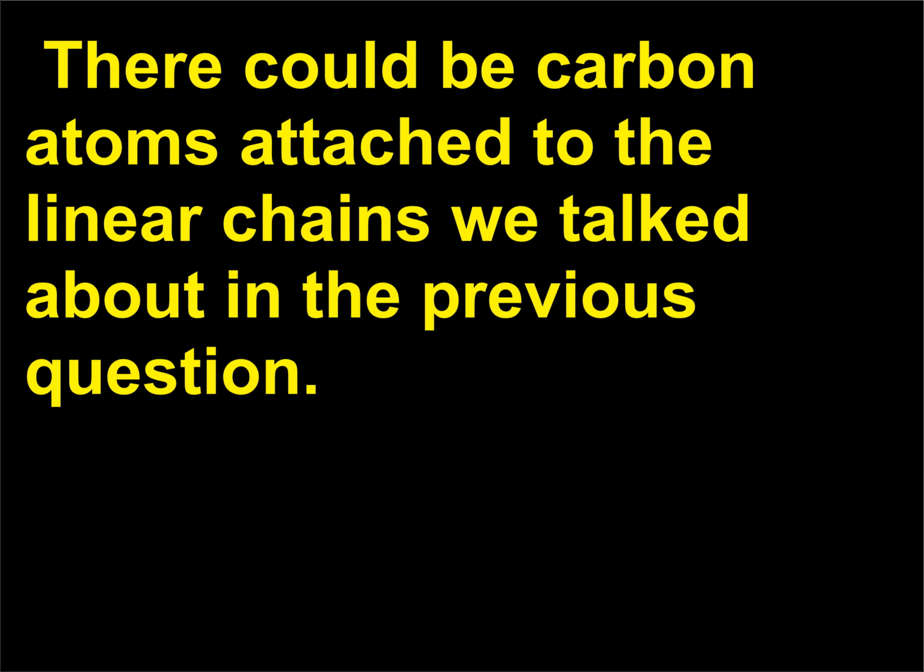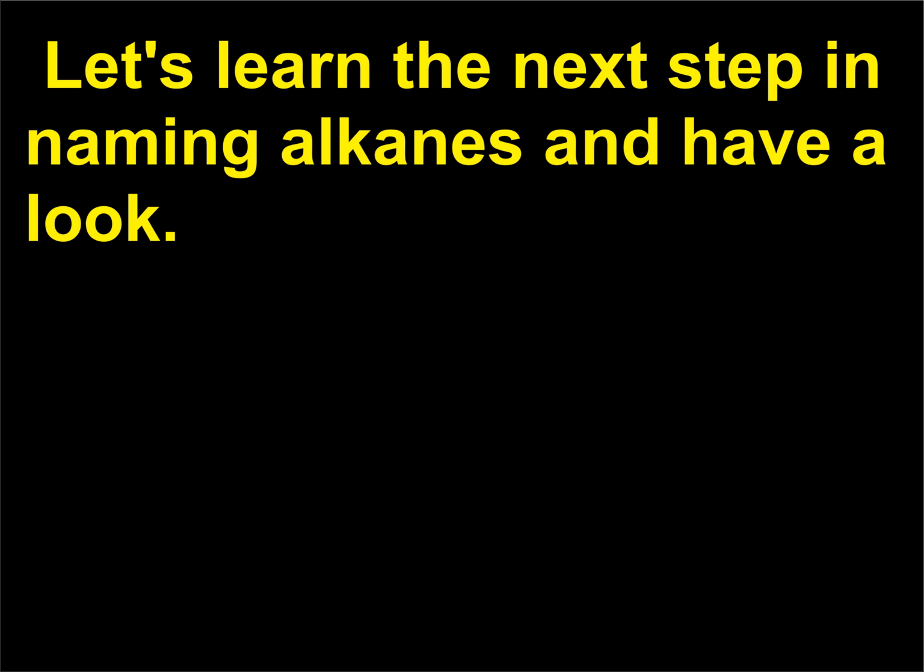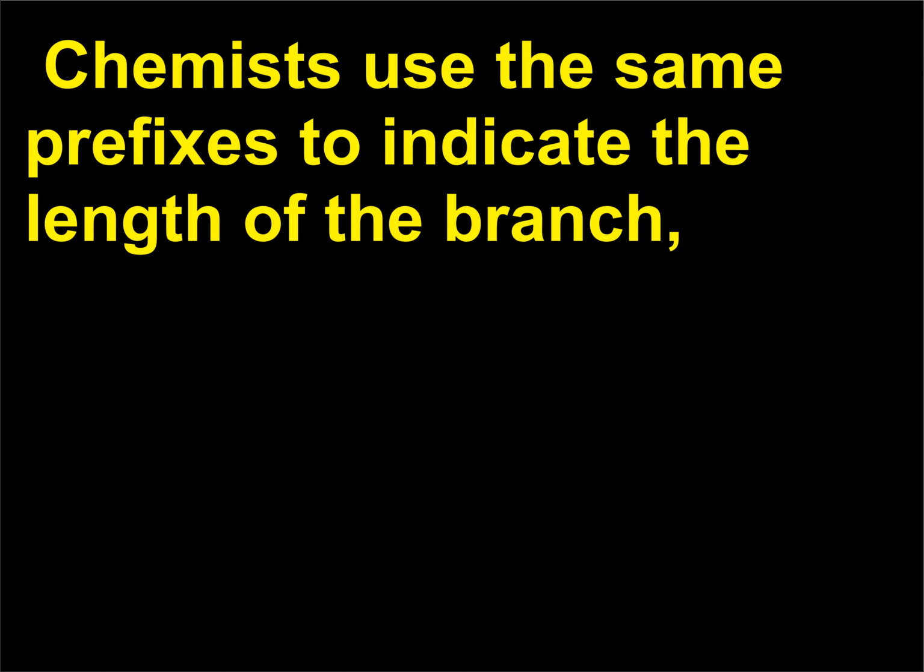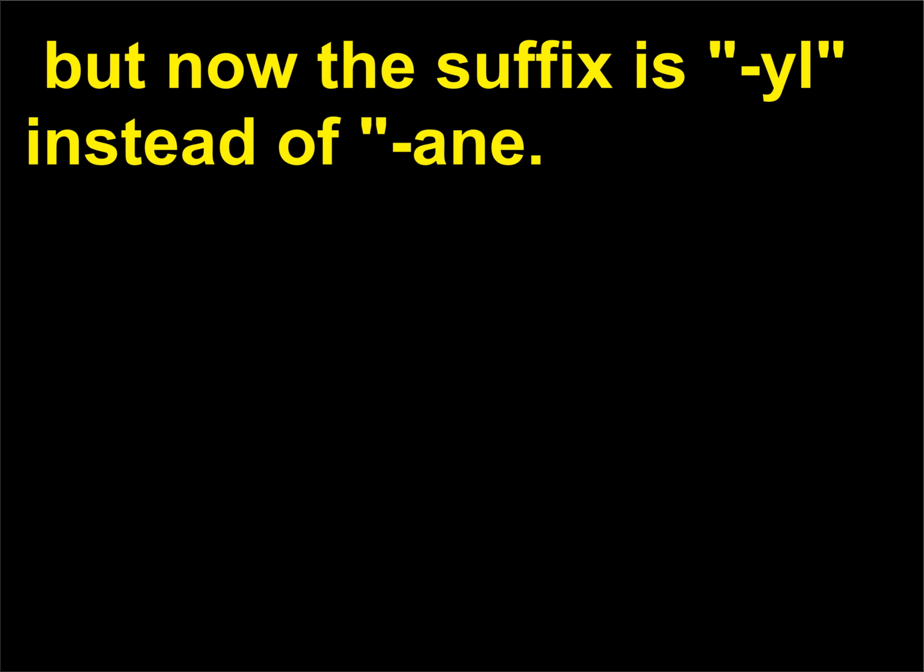There could be carbon atoms attached to the linear chains we talked about in the previous question. Let's learn the next step in naming alkanes and have a look. First, we need to define the names of branches, see graphic, next page. Chemists use the same prefixes to indicate the length of the branch. But now the suffix is YL instead of ANE.